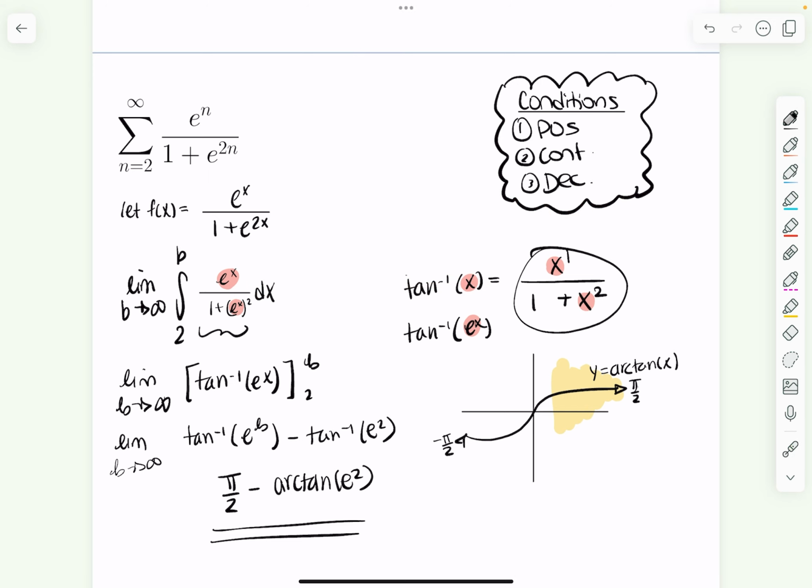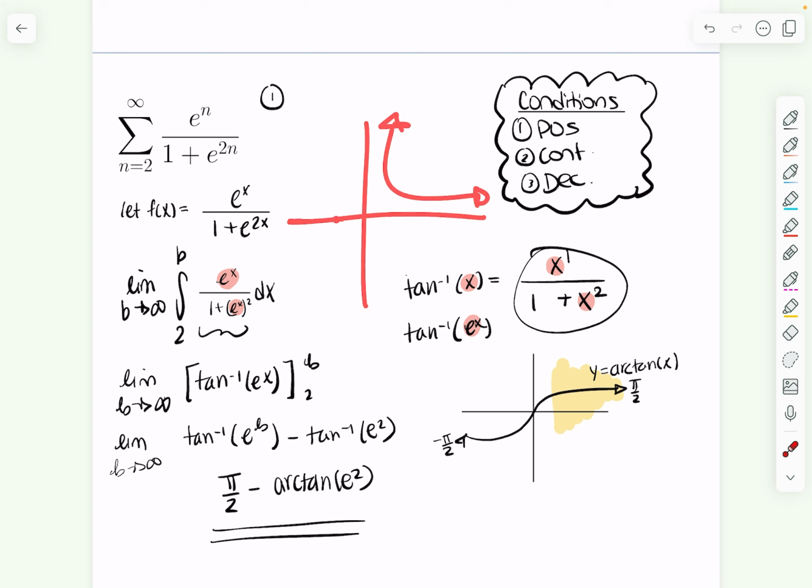So then for the first 2 conditions, you really just have to write a sentence. If you remember, positive means that it's above the x-axis, meaning that for every x value that you put in, the y value is going to be positive. So you're really looking at, okay, we're starting at x is equal to 2. If I plug in 2, I already know that e is like 2 point something. So the minimum it can be is e to the 2 over 1 plus e to the 4. So all of those numbers are positive.